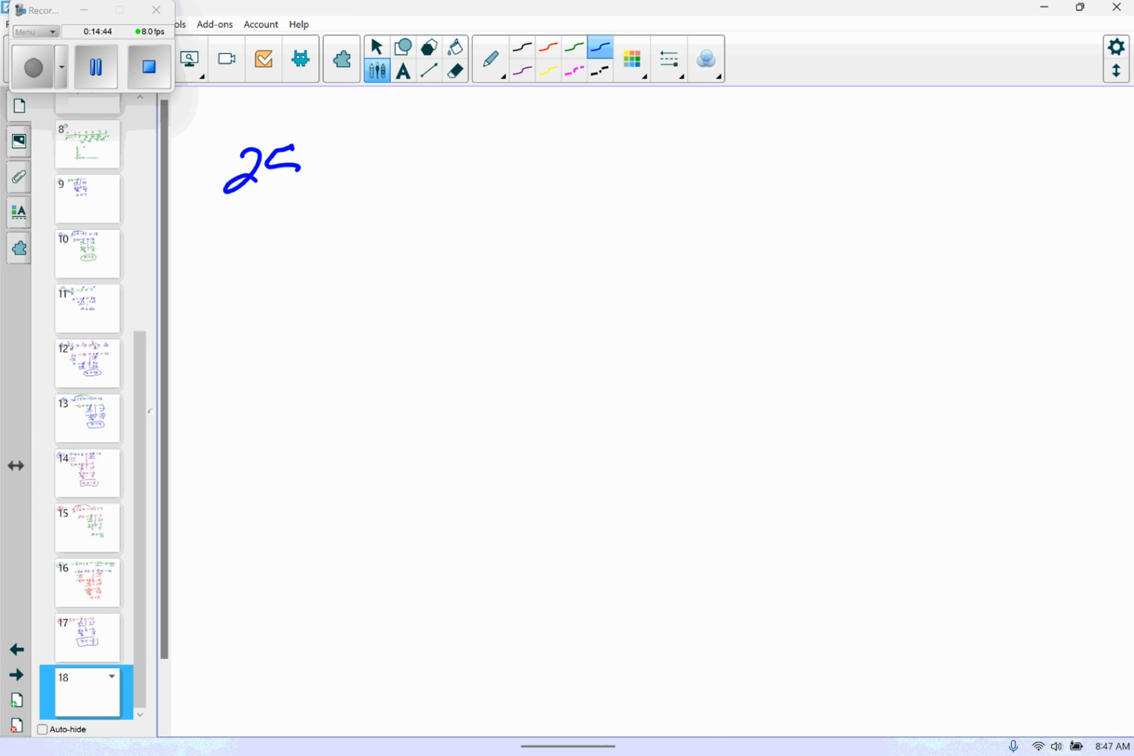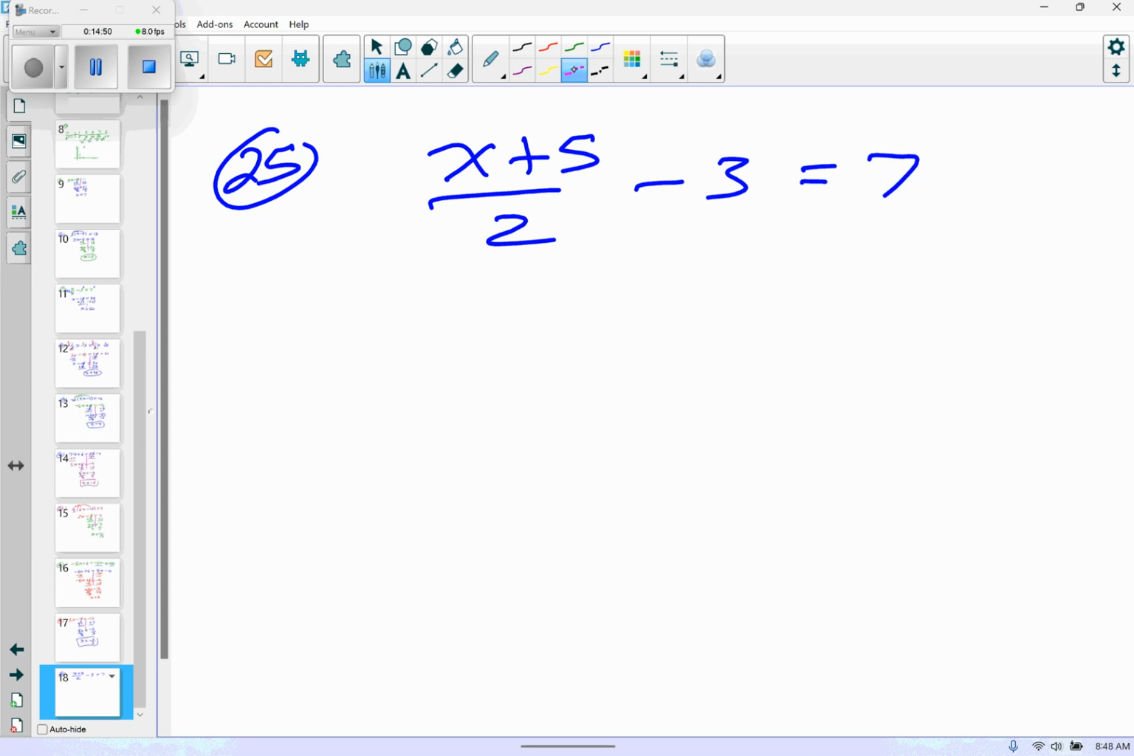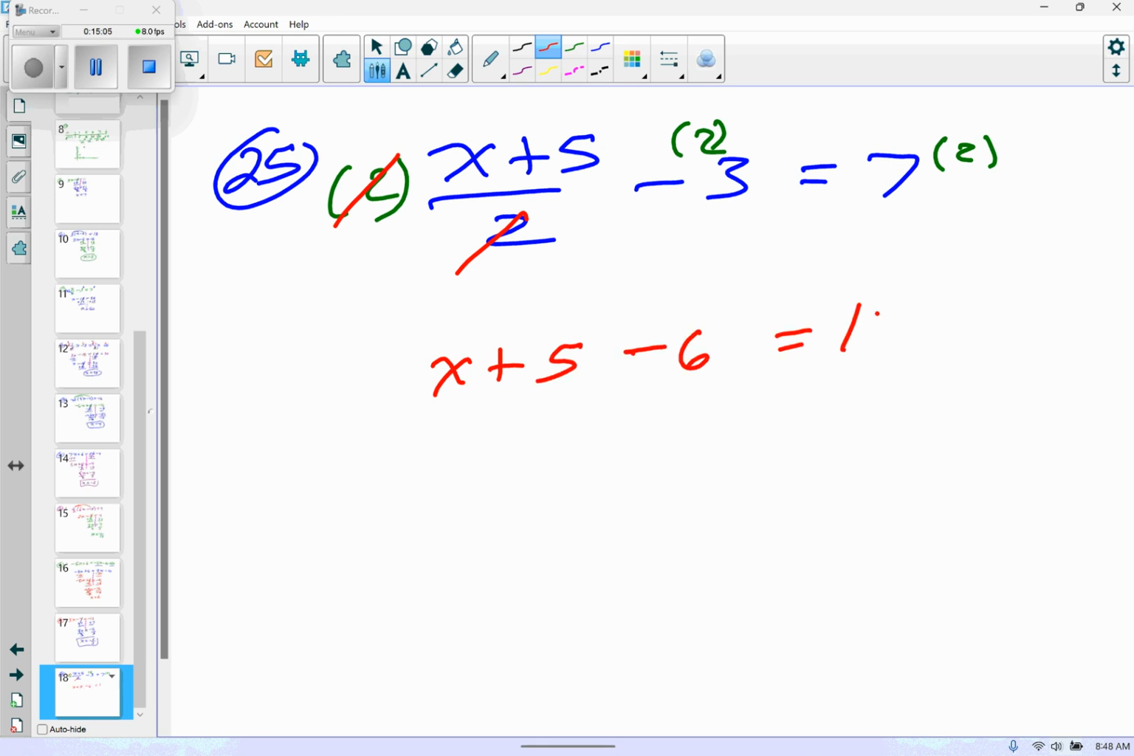Last problem, number 25. We have x plus 5 over 2 minus 3 equals 7. Okay, so let's get rid of this fraction first. Let's multiply everything by 2. And if I do that, this 2 cancels that 2, and the x plus 5 comes down. 2 times negative 3 is negative 6 equals 14.